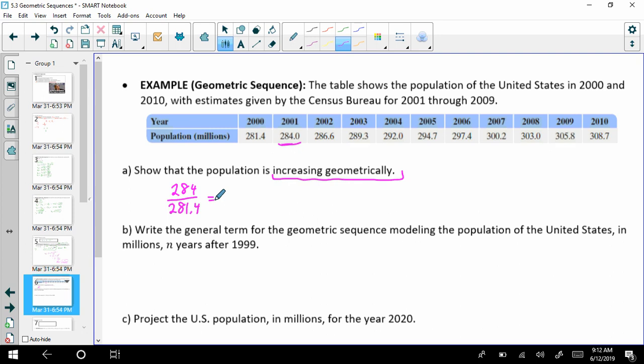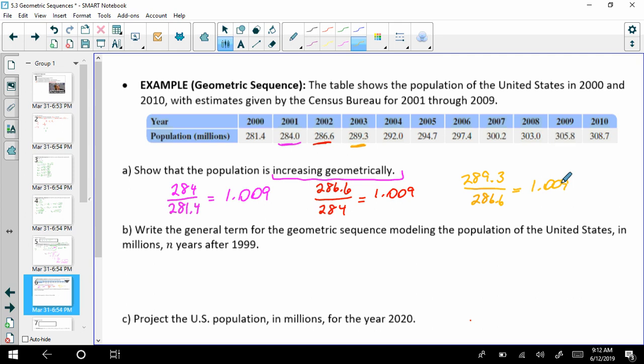So if you do that in the calculator, if you divide those numbers, roughly you should see this decimal out. Now I rounded it, but that's what you should see. Let's check the next set. If I take 286.6 and I divide by the number that came before, what does that give me? Well, it turns out it's also 1.009 with rounding. Let's check one more. If I did 289.3 and I divided by the number that came before, it turns out I get 1.009.